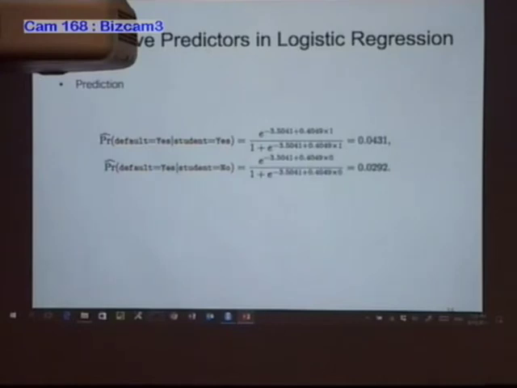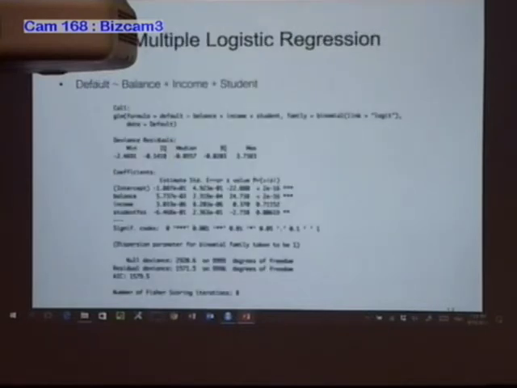If you really want to know by how much, you have to plug in the numbers. Student being yes, you have a 1 here. Student being no, you have a 0 here. So you plug in all the numbers, you can see the probabilities. On average, students are 4.3%, non-students 2.9%. If you want, you can do all these things. And you can do a massive model with all the features. In this data, there are all 3: balance, income, and student. We just throw in everything.